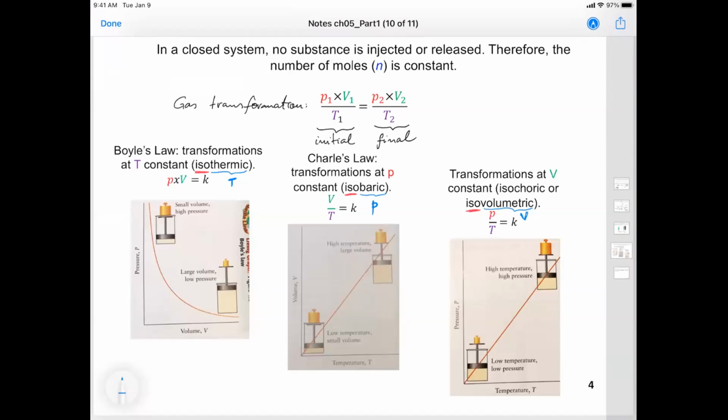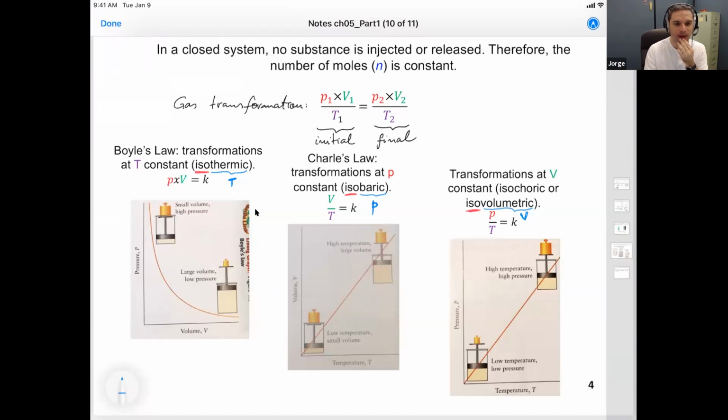Professor, I have a question. Yes. What is K supposed to be equal to? K here in the Boyle's law or Charles law or the Gay-Lussac law, K is just a constant.